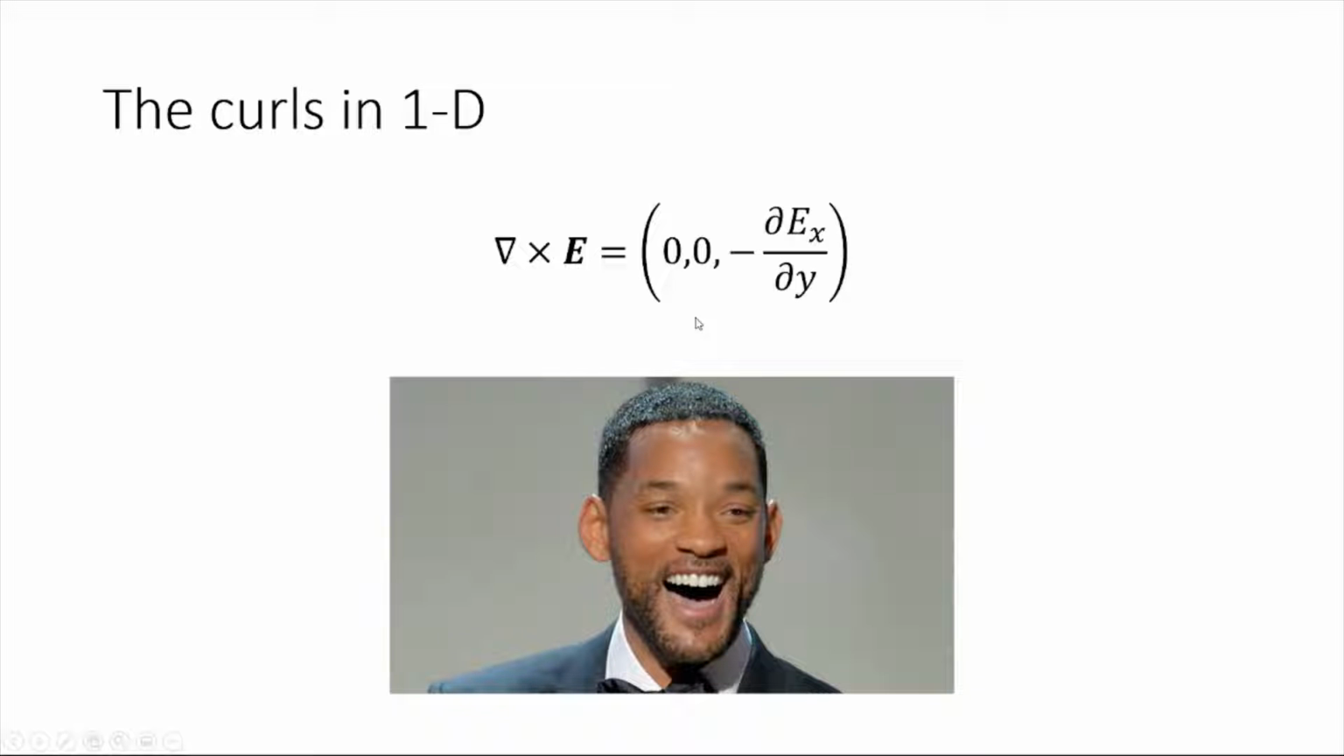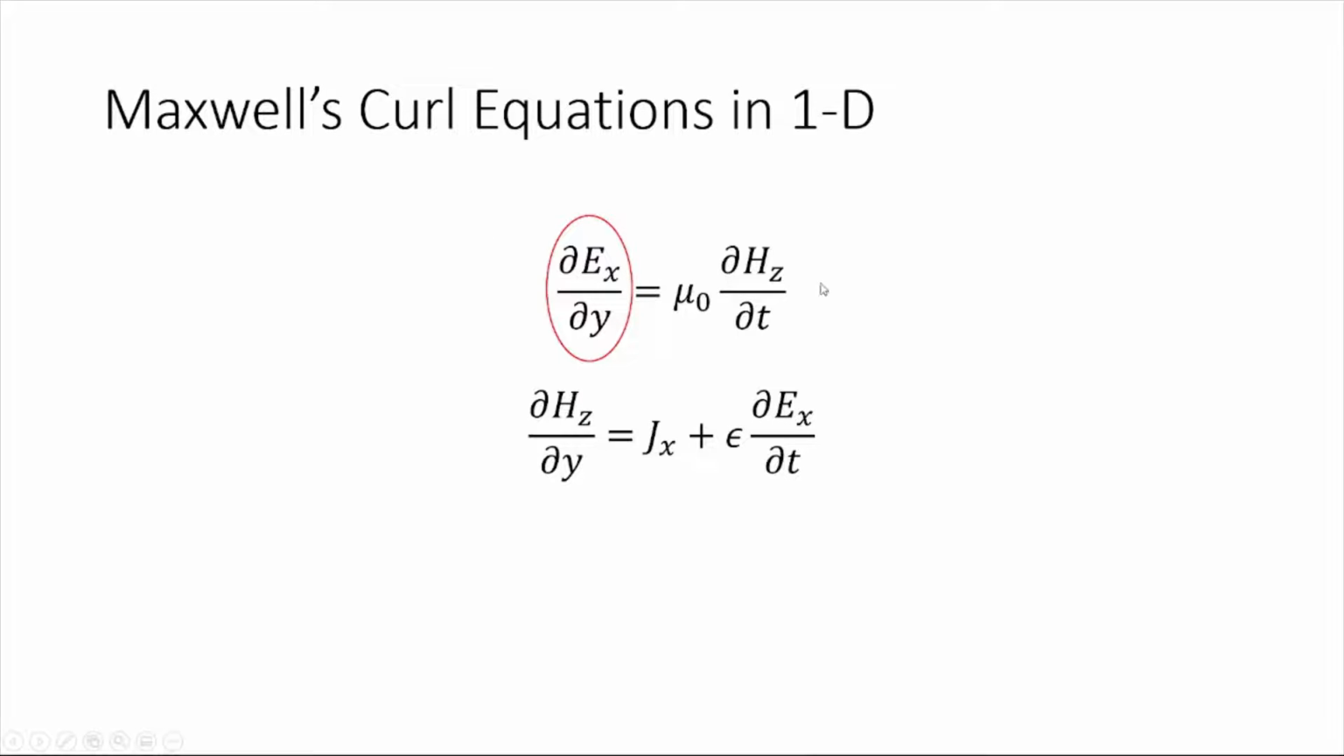Now, our curl, much to Will Smith's happiness, is just this one term here. And that should hint to you that the only component of the magnetic field is now Hz. So now these are Maxwell's curl equations in 1D. Now we only need to solve this derivative here numerically, and of course this derivative here, but we'll get to that.